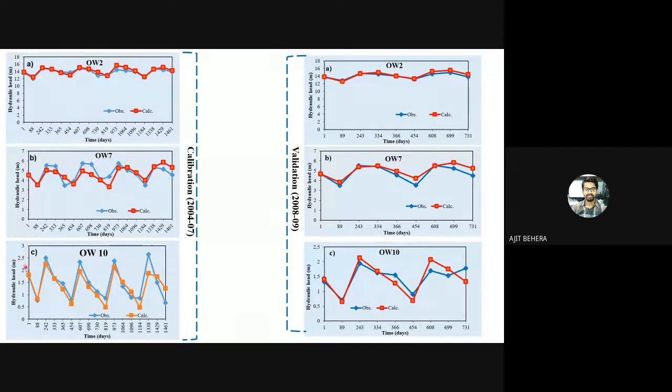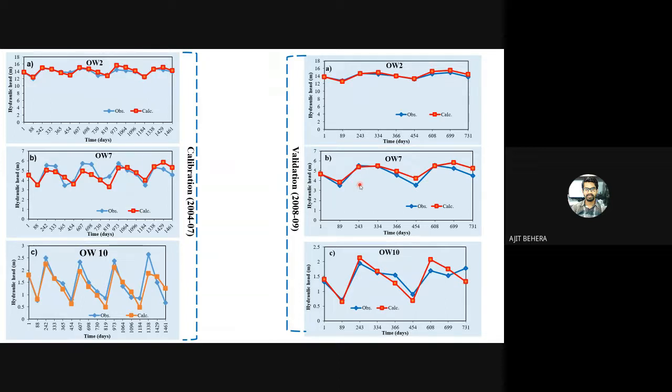Close to the sea, we have less hydraulic head. The hydraulic head is very low. Away from the sea, the hydraulic head is more. So that means the flow direction is from observation well 2 towards observation well 7, then 10, then to the sea coast or seashore line. Similarly, validation also shows that the observed head is matching with the simulated or calculated head.